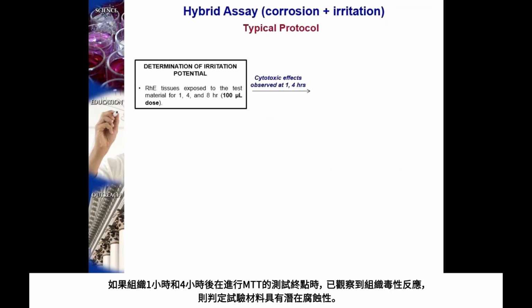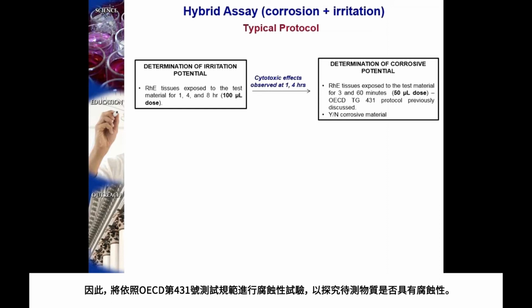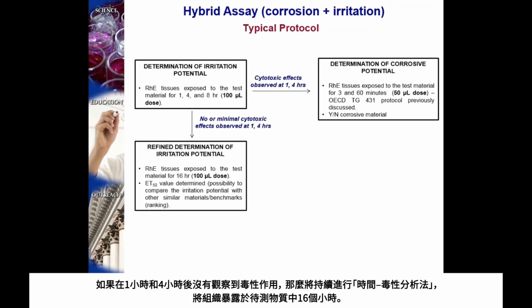If the tissues are observed, when transferred into the MTT endpoint, to show toxic effects at 1 hour and 4 hours, it is determined that there is a potential for corrosion activity. So the corrosion assay is going to be performed as per the OECD guideline 431, and the material can be addressed as corrosive or not. If there are no or minimal cytotoxic effects observed at the tissues treated for 1 and 4 hours with the materials, then the time to toxicity assay is continued with another exposure time of 16 hours.